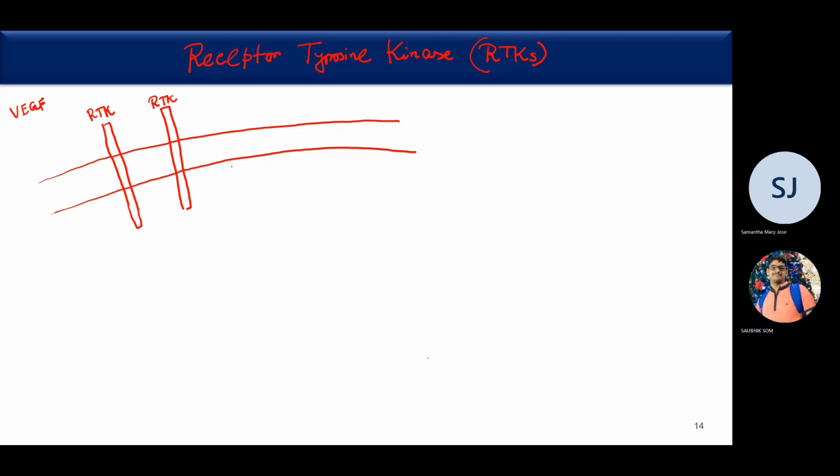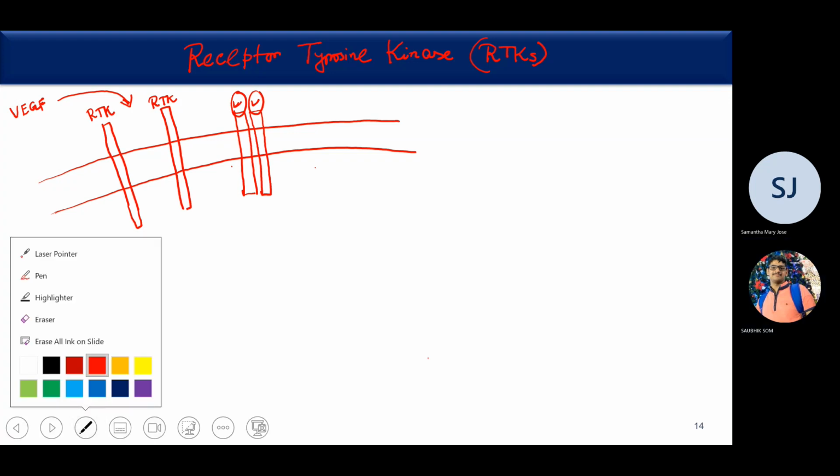Okay. So this VEGF, say this binds to the RTK. Now what happens if two molecules of VEGF bind to the RTK? The receptor is dimerized. Okay? So receptor is dimerized. This is my, say, the ligand VEGF, and the receptor dimerization is happening. So this I'm just writing as V. Okay, and this is my receptor.